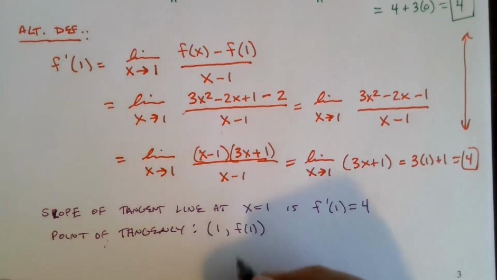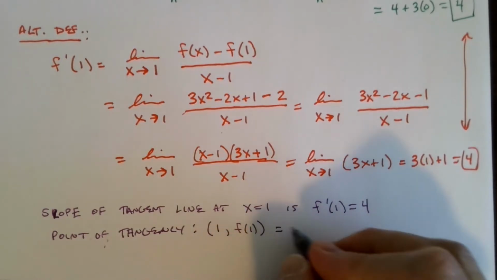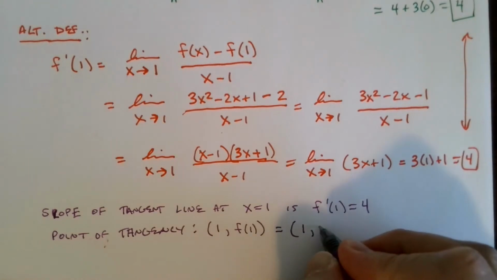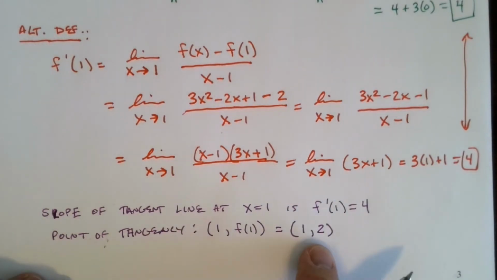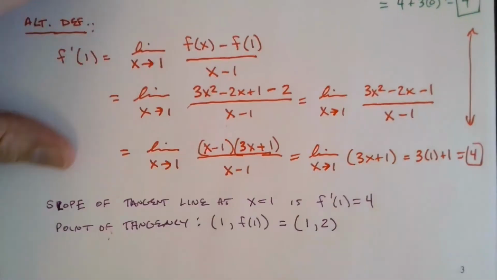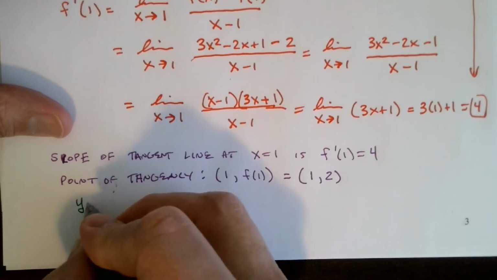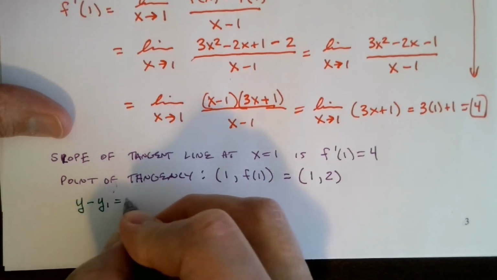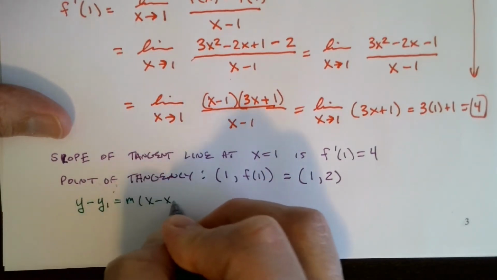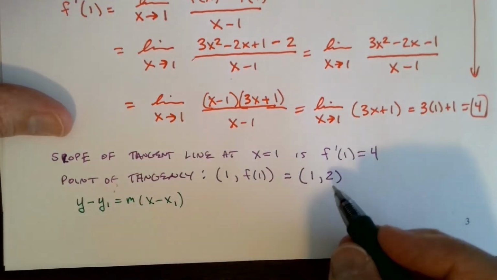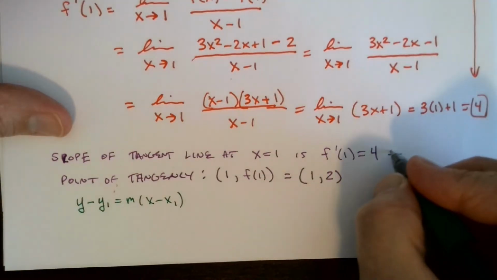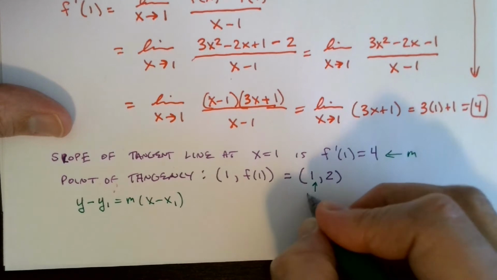So I need to know the actual point on the function itself. And you remember up above we said f of 1 was what? 2. If you look up above it was 2. So 1 comma 2 is our point of tangency. And so what's our tangent line going to be? Remember the point slope form of a line? Right? And our m here is 4. And here's our given point.